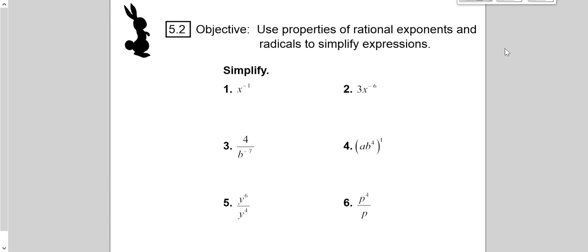Welcome to another Algebra 2 lesson. This is lesson 5.2, our objective: use properties of rational exponents and radicals to simplify expressions.